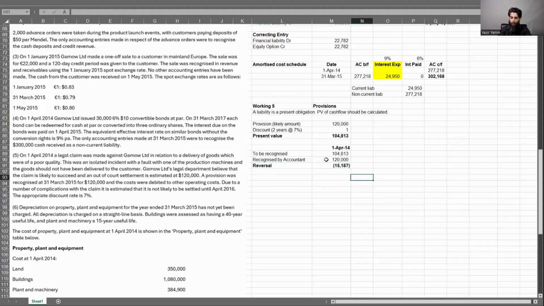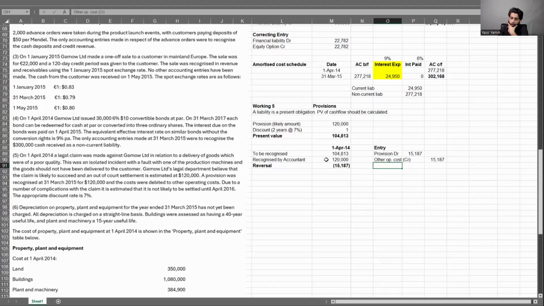reversal, let me just make the accounting entry. Again, it's not required, but still. Provision, we decrease, we make it a debit 15,187. And P&L or other operating cost, credit 15,187. Make sense?